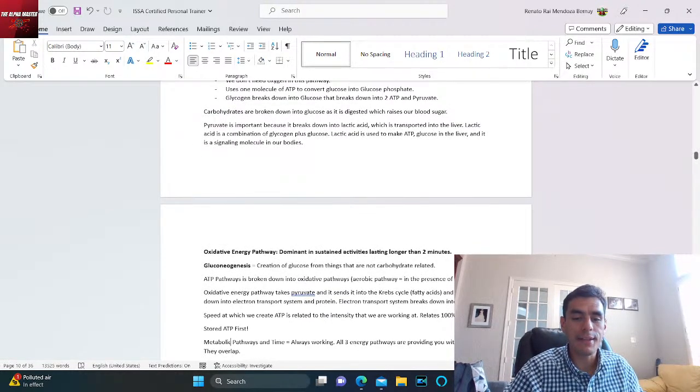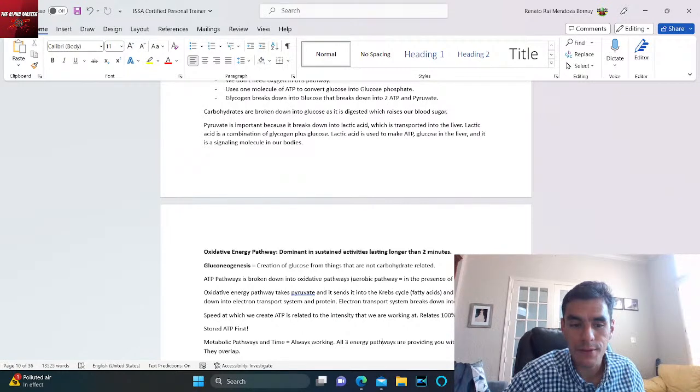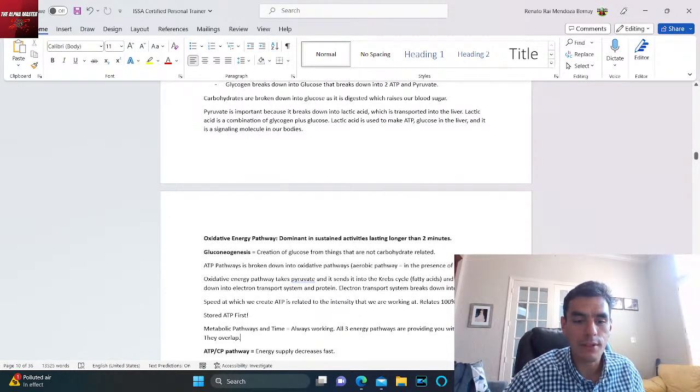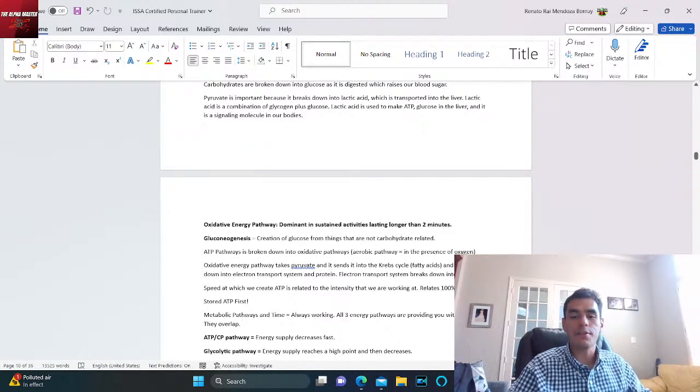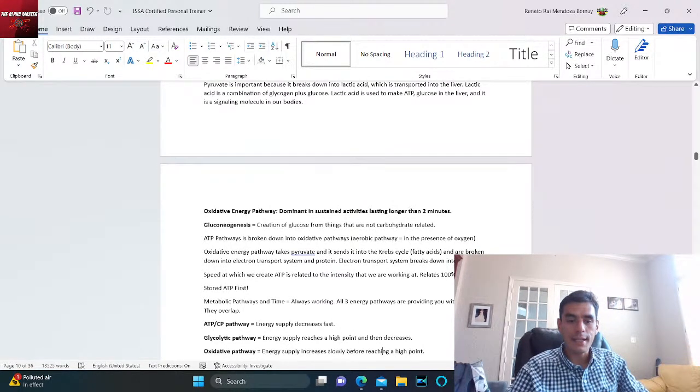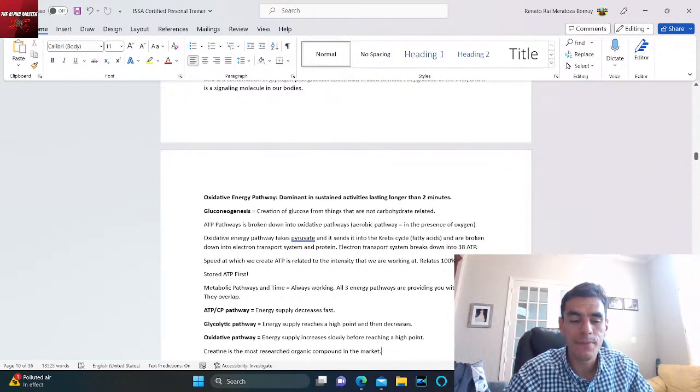The metabolic pathways and time are always working. All energy pathways are providing you with energy, and they overlap. In the ATP-CP pathway, the energy supply decreases fast. In the glycolytic pathway, the energy supply reaches a high point and then decreases. And in the oxidative pathway, the energy supply increases slowly before reaching a high point.